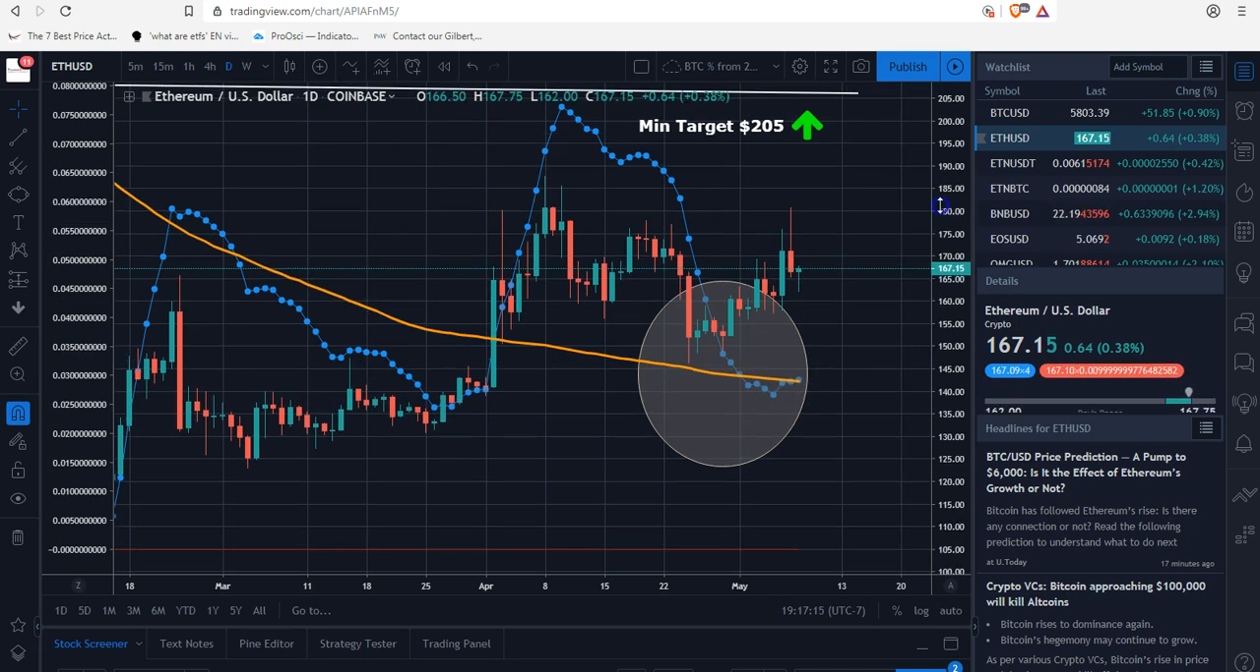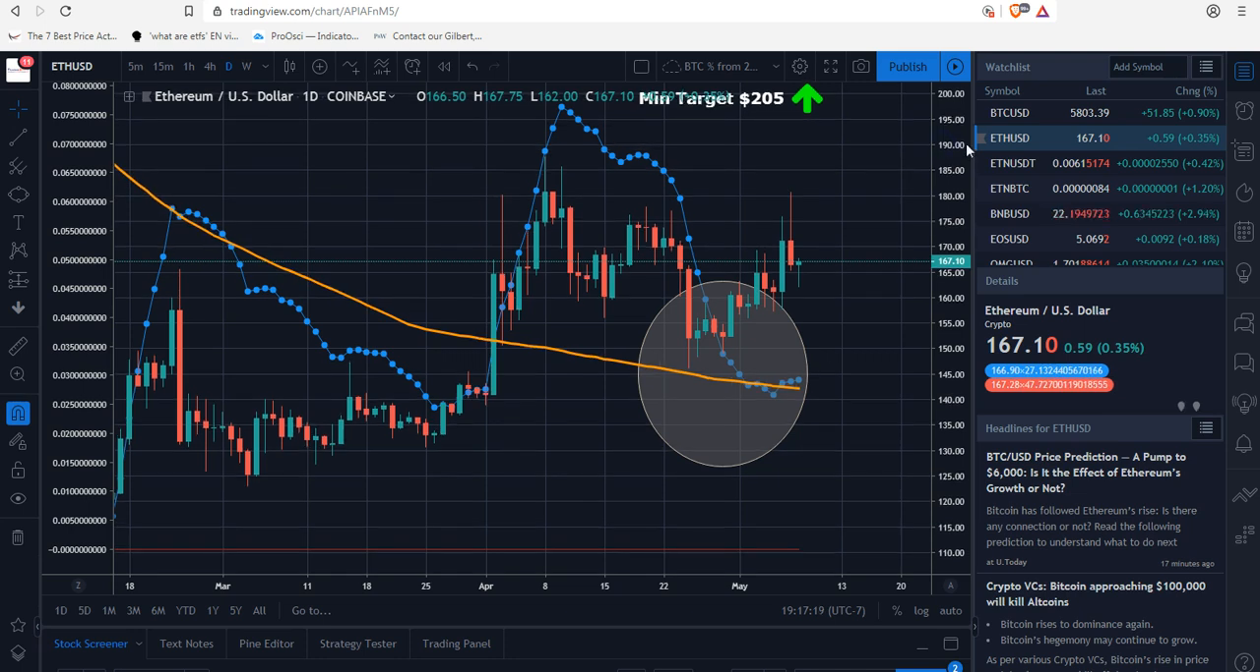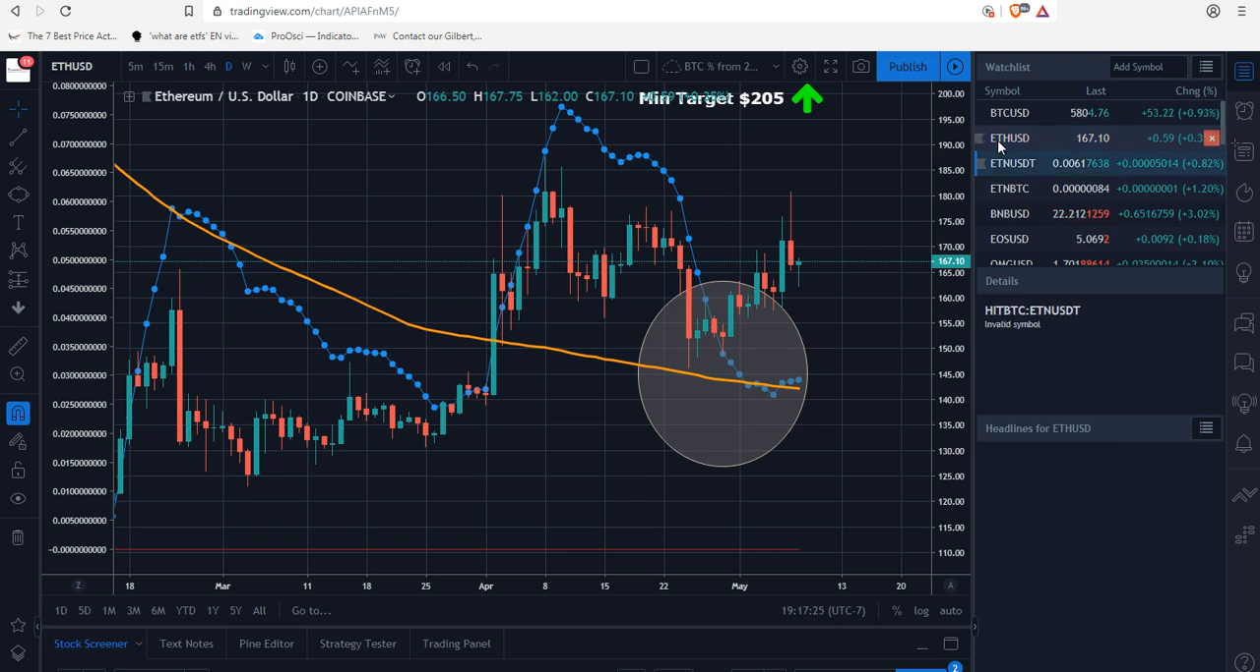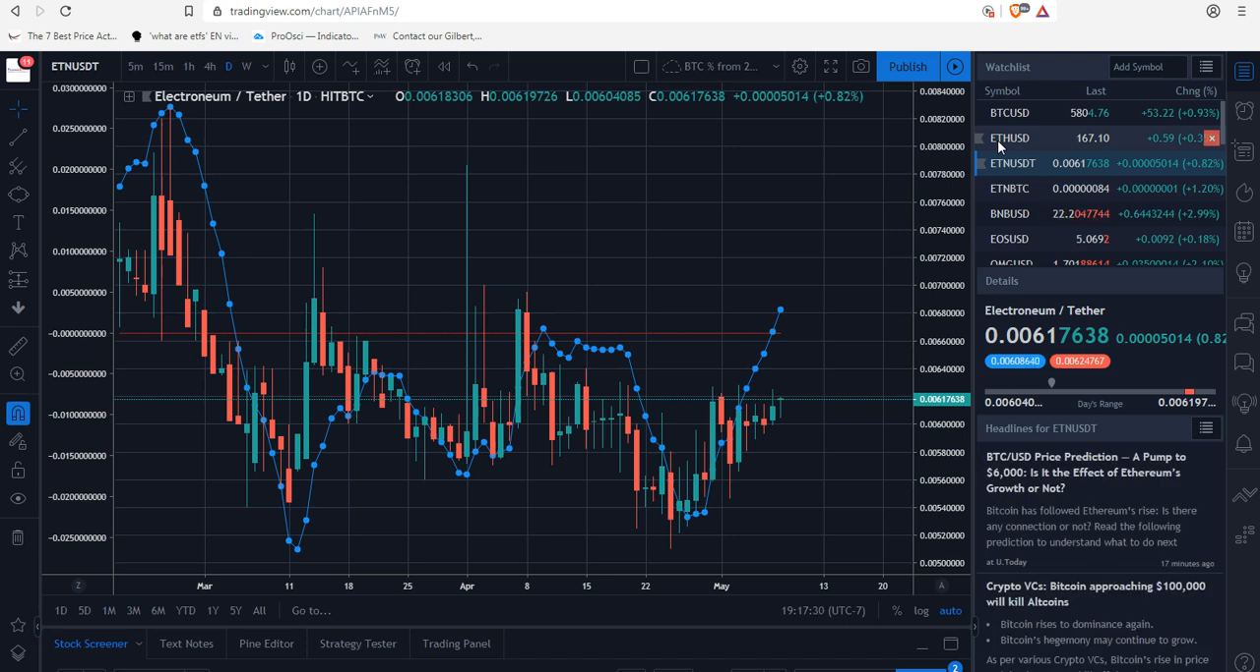But again, what we're trying to show here is the divergence in the oscillator, and you'll see that in just a couple charts here. Let's go to the next one. The next one is a smaller coin called Electronium, and you can see here there's sideways consolidation going back to March, early March, and it's pretty much gone sideways ever since.